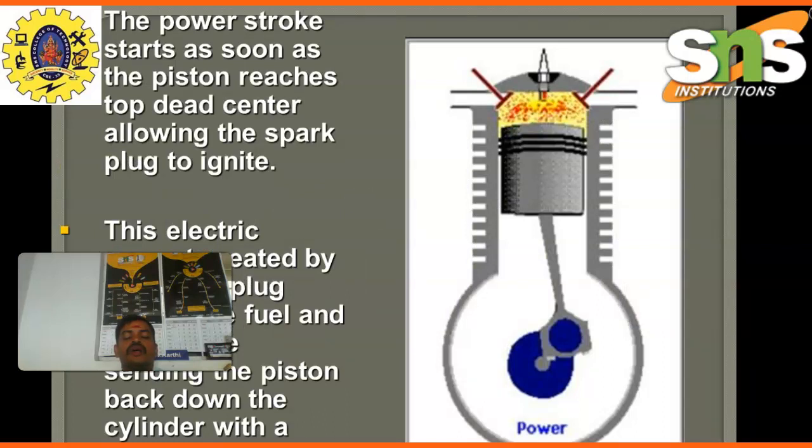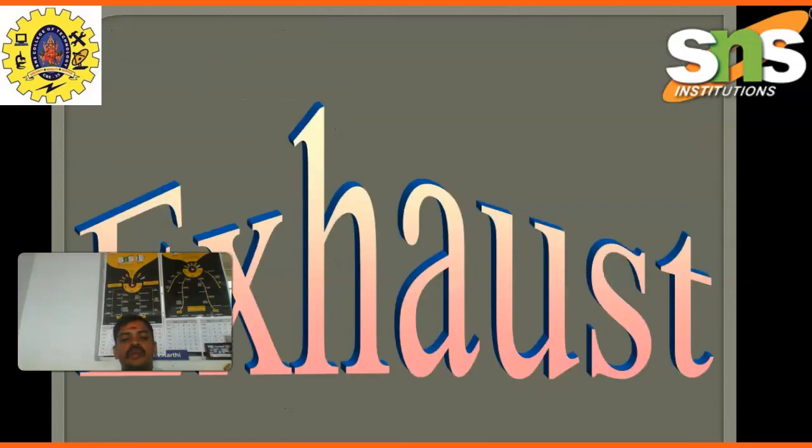Power stroke: after completion of the compression stroke, the spark plug produces a spark. The electric current created by the spark plug ignites the fuel and air mixture, sending the piston back down the cylinder with pressure reaching as high as 600 psi.